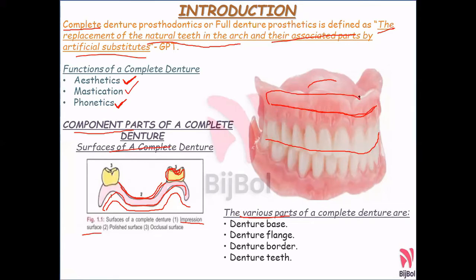Then coming to various parts of complete denture, we have the denture base. This pink colored one is the denture base. Then we have dental flanges, which are a part of the denture base. Whatever is extending into the vestibules is called the denture flange. Then the denture border. This is the border of the denture. Then the denture teeth. These are the teeth. Okay. Next.